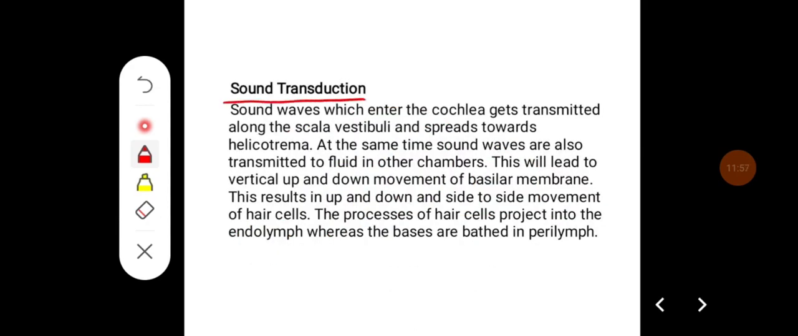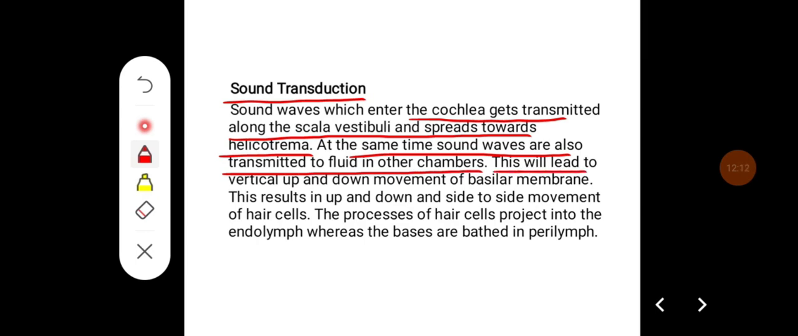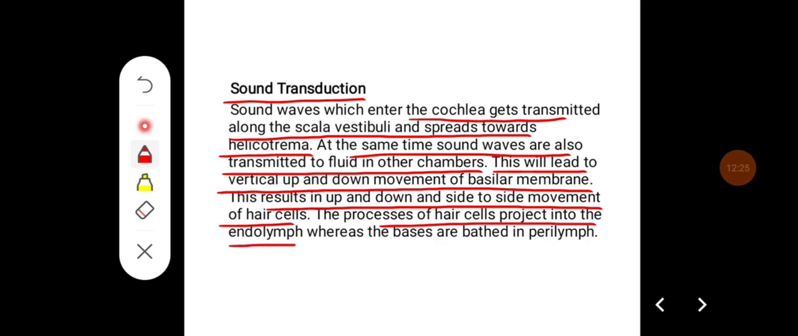Sound transduction. Sound waves which enter the cochlea get transmitted along the scala vestibuli and spread towards the helicotrema. At the same time, sound waves are also transmitted to the fluid in the other chambers. This leads to the vertical up and down movement of the basilar membrane. This results in up and down and side to side movement of hair cells. The processes of hair cells project into the endolymph, whereas the bases are bathed in perilymph.